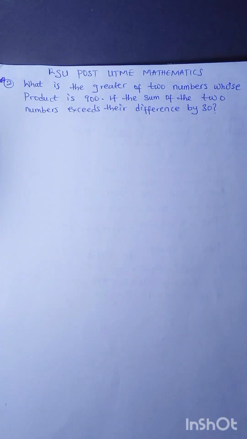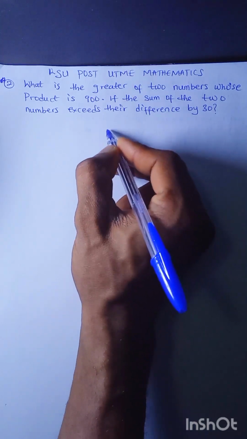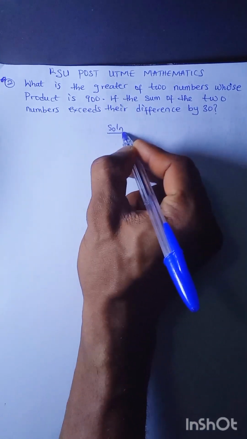Today we are looking at question number 2, and the question reads: what is the greater of two numbers whose product is 900 if the sum of the two numbers exceeds their difference by 30? So we jump straight into the solution of this problem by putting down our solution here.